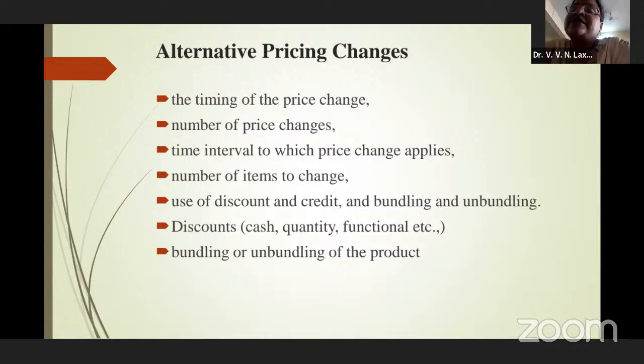Number of price changes. How many times can the price be changed in a quarter or in a year? Time interval to which the price change applies. Number of items to change. Use of discount and credit, and bundling and unbundling.